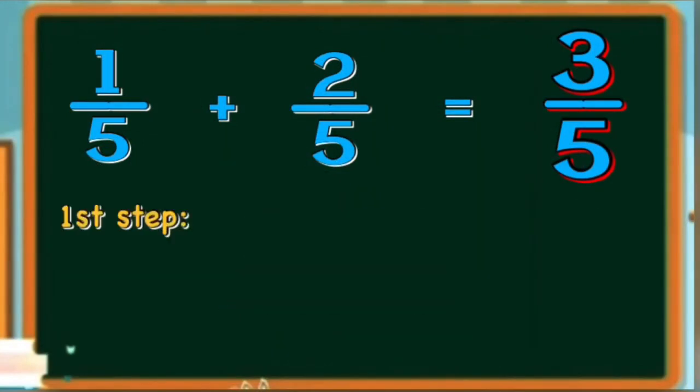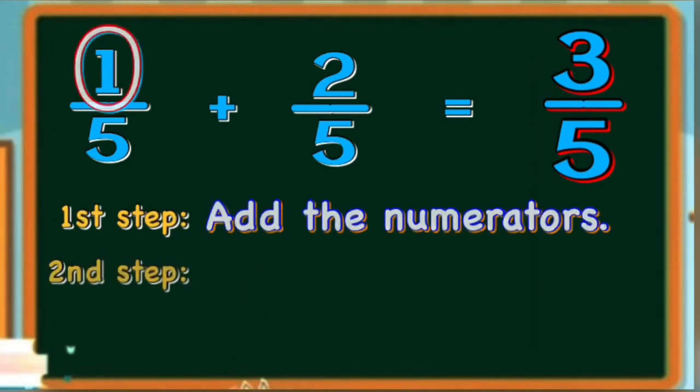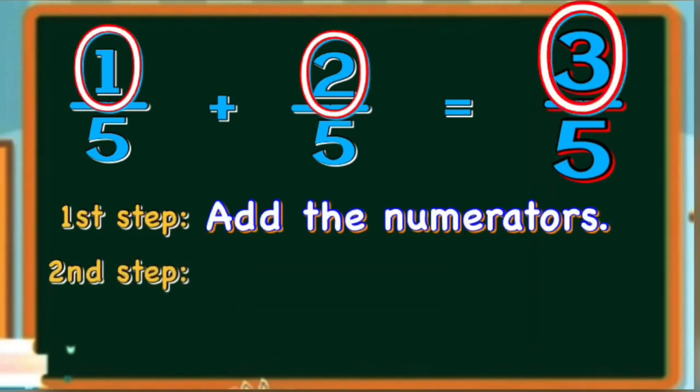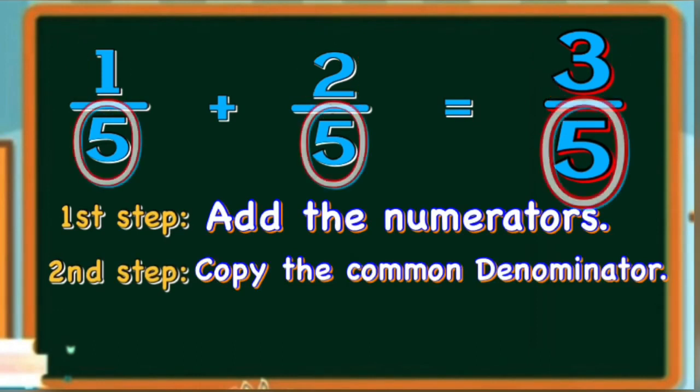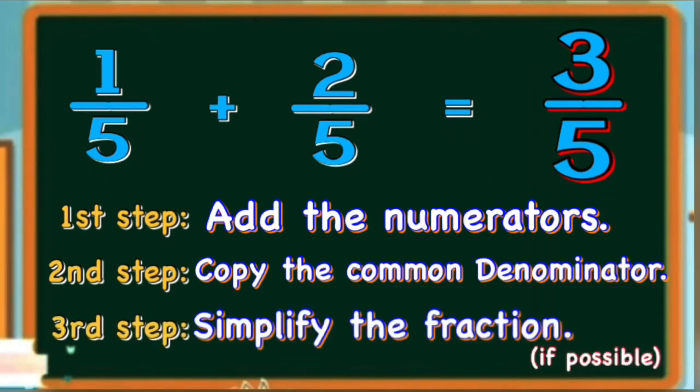First step, add all the numerators. That makes 1 plus 2 is equal to 3. The next step, copy the common denominator, which is 5. And lastly, simplify the fraction into its lowest term. And in this case, 3/5 is already in its simplest form. Therefore, our final answer is 3/5.